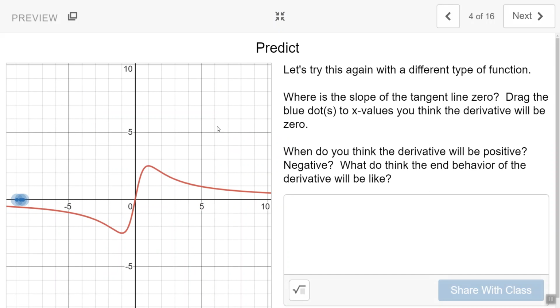Let's try this again with a different kind of function. It says, where is the slope of the tangent line 0? So where on this graph would you have horizontal lines of tangency? Where do you think that would be, kids? In other words, where is the slope 0? We said the slope would be 0 at a peak or a what? Are there any peaks and valleys to this?